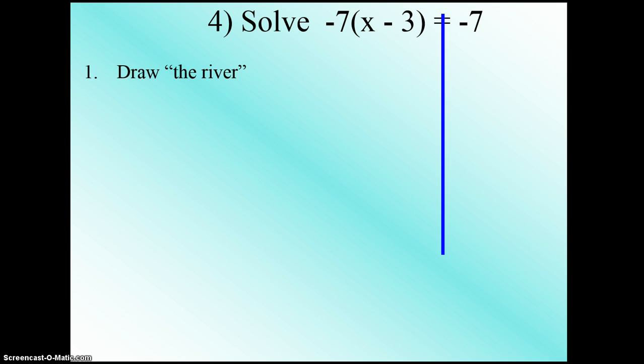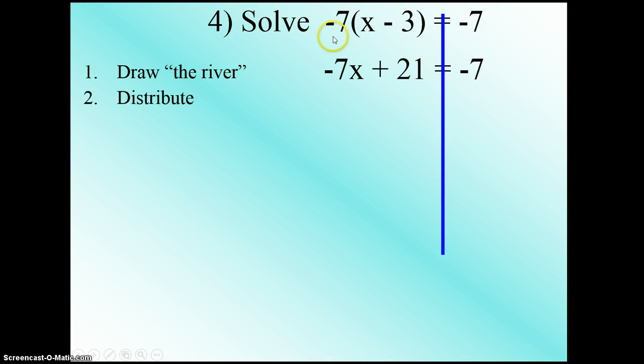The next thing we want to do is distribute. Distribute means take this 7 and multiply it by x, and take this 7 and multiply it by 3. Distributing is what you do in order to get rid of the parentheses. Distributing is distributing the one thing on the outside touching the parentheses to everything on the inside of the parentheses. So when I distribute, I have negative 7 times x is negative 7x, and negative 7 times 3 is positive 21 equals negative 7.